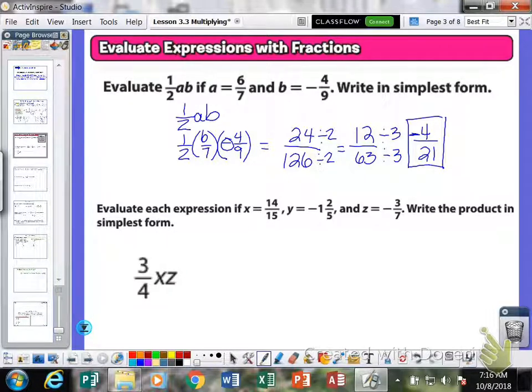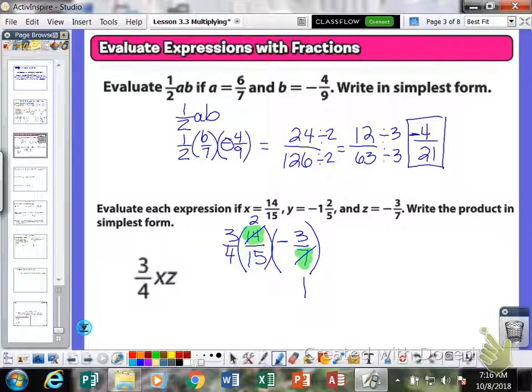3/4 x z. So 3/4 times x, which is 14 over 15, times z, which is -3 over 7. So I want to show you a quick trick on this, and it's not a big deal if you don't get it. Again, you can always multiply across the top and across the bottom. But I want to show you something. Notice that there's a 7 here and a 14 in the numerator. What do we know about 14 over 7? Well, this reduces because 7 into 7 goes once, and 7 into 14 is twice.